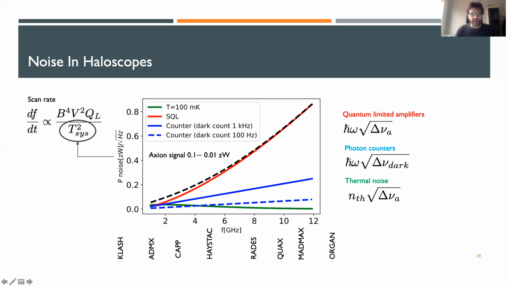So you see that going to higher frequency, as for QUAX, MADMAX, ORGAN, the standard quantum limit is a strong limiting factor. And so you have to move to photon counters. To be competitive with amplifiers, a photon counter must have a low dark count, so low noise, low errors in counting. And by low, I mean at least less than 10 kilohertz error. In this case, this curve here is for 1 kilohertz, and this one is for 100 hertz. So at 100 hertz, you will have an order of magnitude improvement in the scan rate.